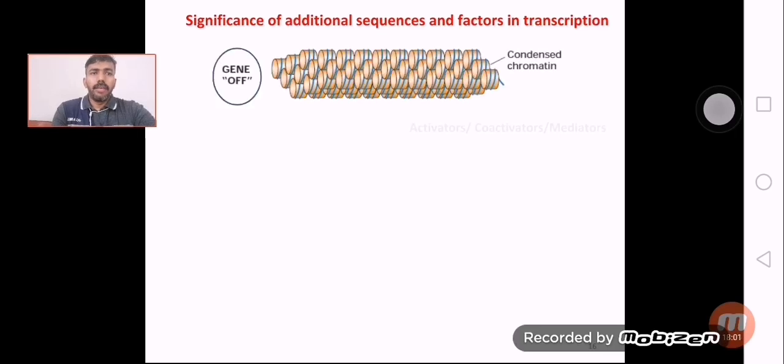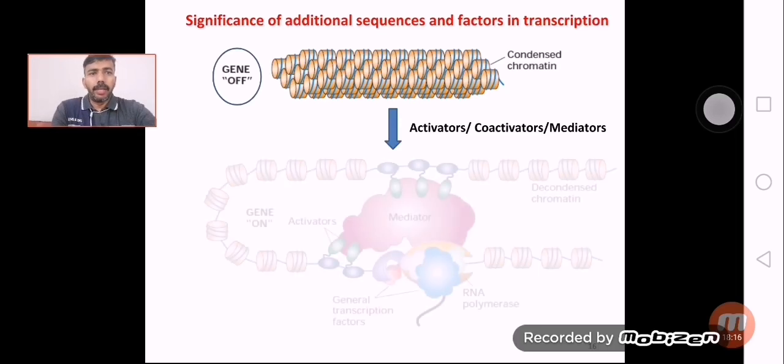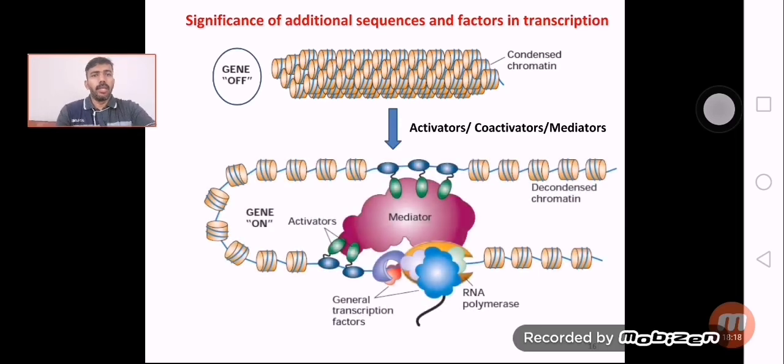So we have seen the importance of additional factors in the transcription process. Like for the opening of the condensed chromatin, we need these activators, mediators, etc. So they will promote the mechanism to occur at a fast rate. I am not moving into that part of the discussion.